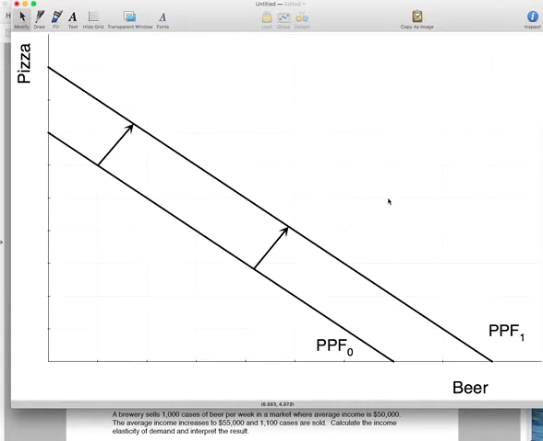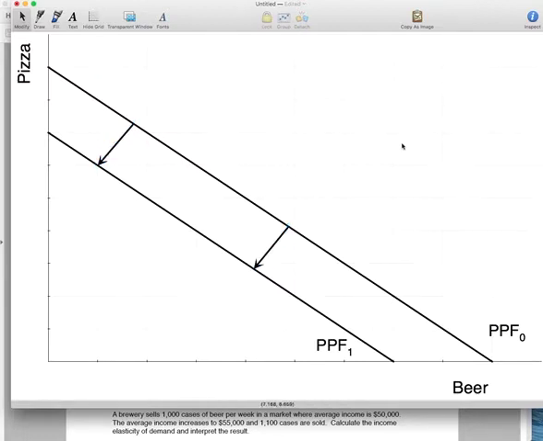So what would happen if we did the opposite? If we decreased the capital stock, we would see the exact opposite occurring. A decrease in the capital stock would cause the PPF to shift inward instead of outward. So our original PPF would be this one. This would be the new PPF, and we would have an inward shift, and let me change that so that the arrows are shifting inward.